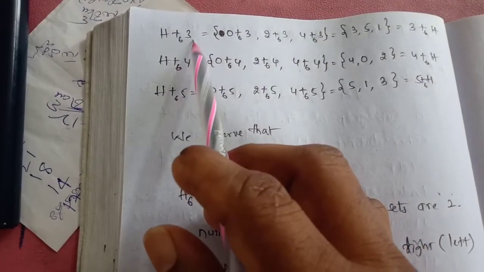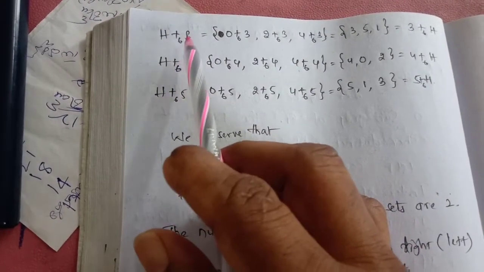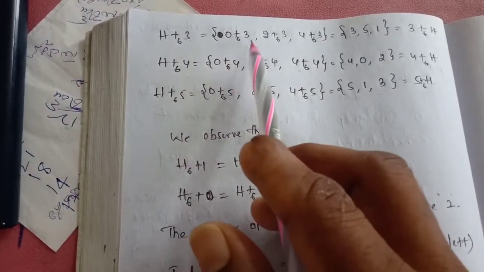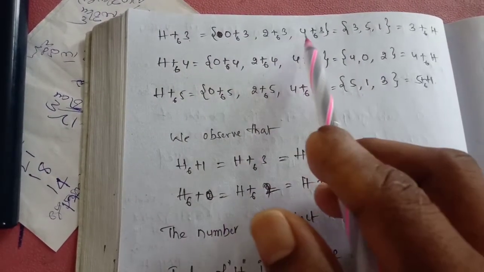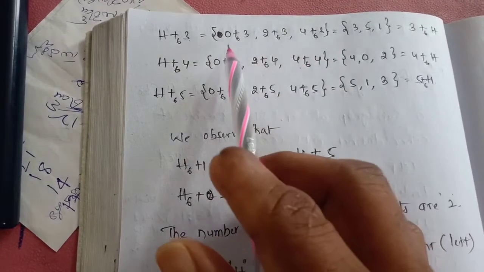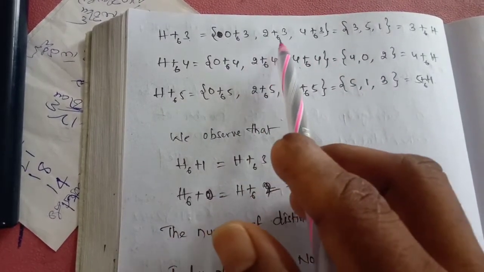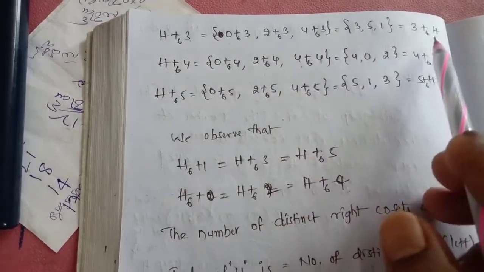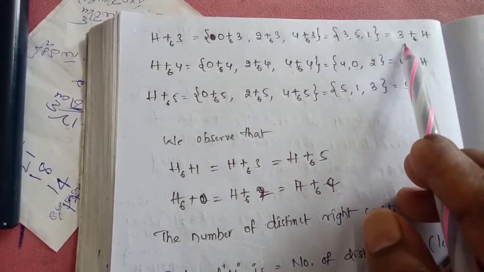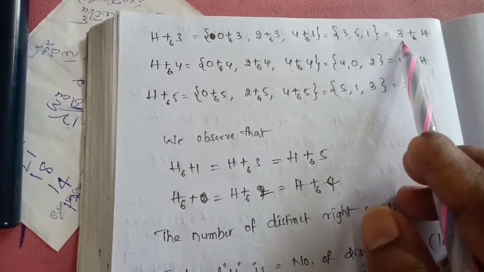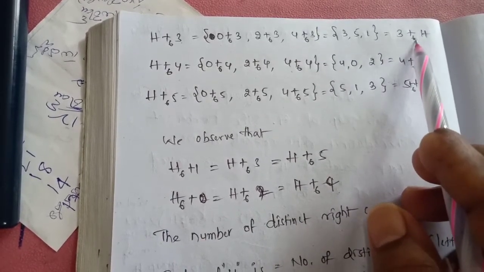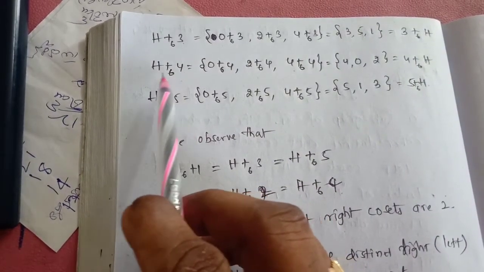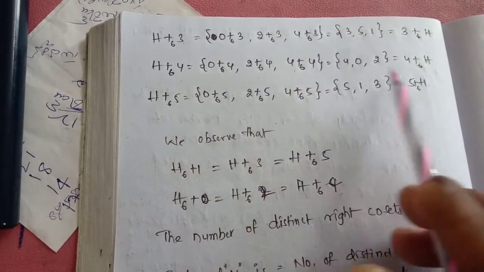Right, now I am taking another element in group G, 3. 3 can be added with all the elements of H. So 0 plus 3, 2 plus 3, 4 plus 3, all addition modulo 6. We get 3, 5, 1, which is also equal to the left coset 3 plus H, addition modulo 6. Similarly, H plus 4, addition modulo 6.